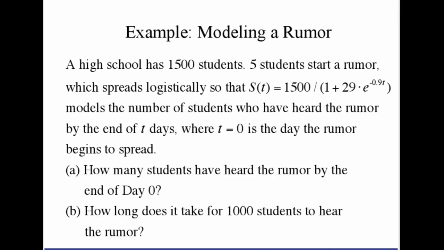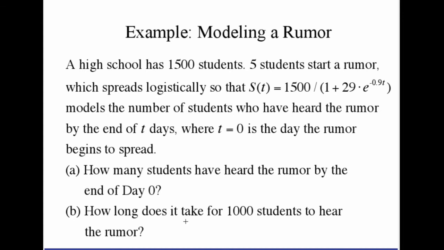So here's an example. A high school has 1,500 students. 5 students started a rumor which spreads logistically so that S of t equals 1,500, the population, divided by the quantity 1 plus 29 times e to the negative 0.9 t power. That models the number of students who have heard the rumor by the end of t days, where t equals 0 is the day the rumor begins to spread.